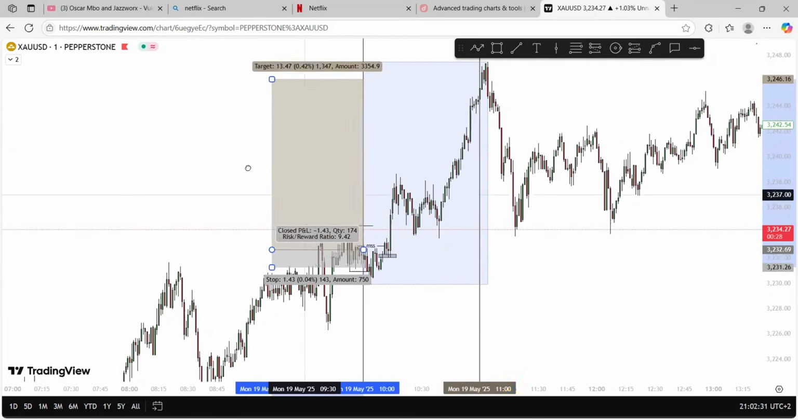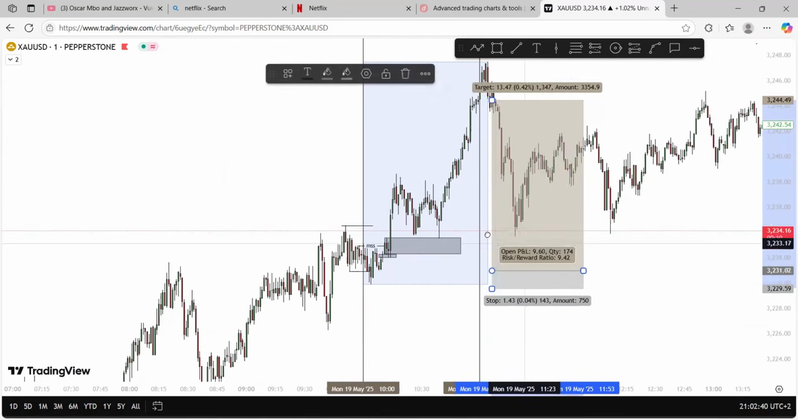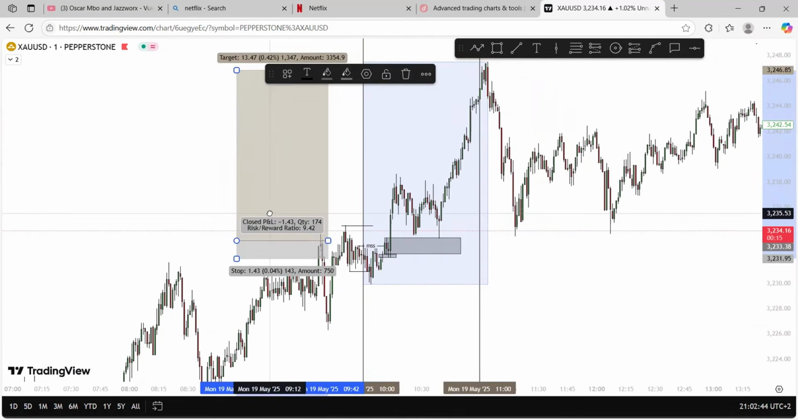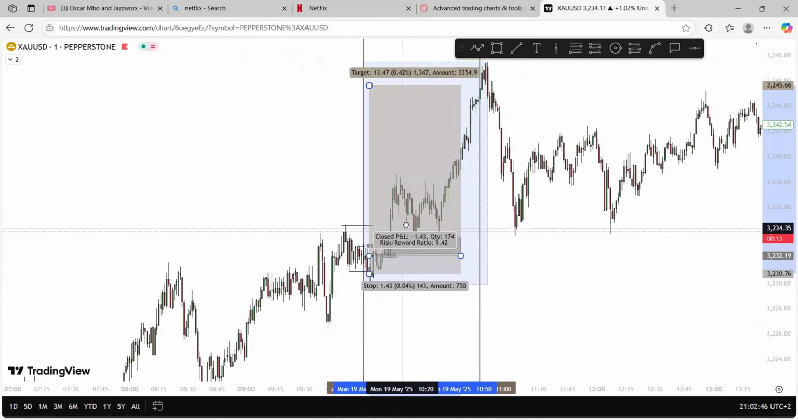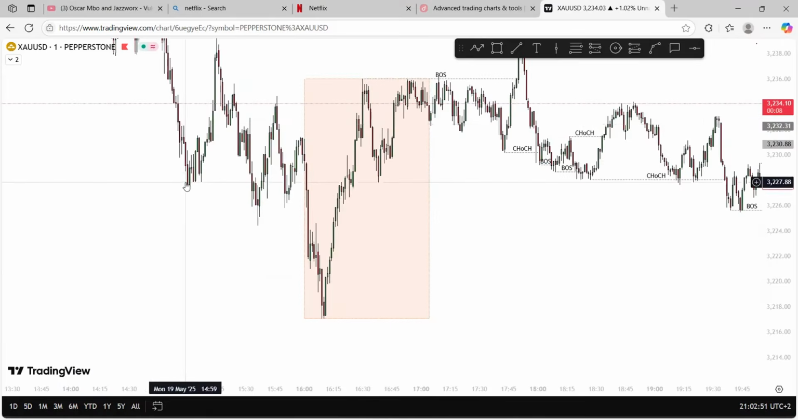And you can also add more positions when you see this break of structure to the upside, then an order block over here, another trade over here. This is how simple this strategy is, guys. Then let's go to our New York session.